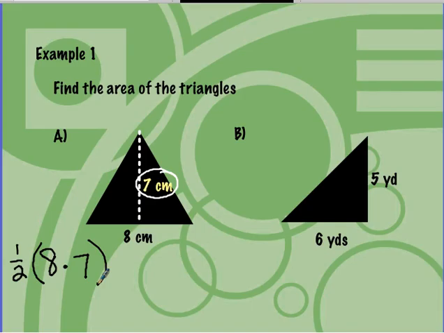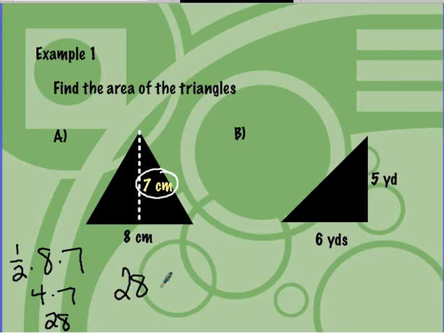I can do this one of 2 ways. I can do 8 times 7 and then take half of that, or I can make life a little bit easier on myself and do half times 8 times 7. I know half of 8 is 4, times 7 is 28. So the area of this triangle is 28 square centimeters.